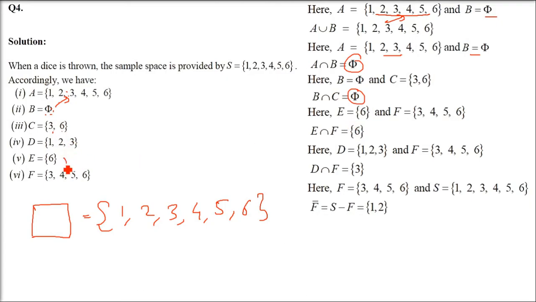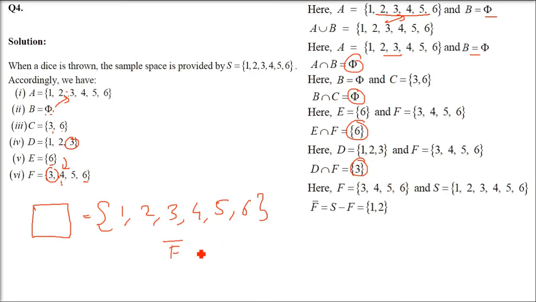E intersection F. That is 6 intersected with 3, 4, 5, 6. So common is what? 6. So 6 will come. Now D intersection F. D and F, what is common? You see only 3 is common. Only 3 is common.